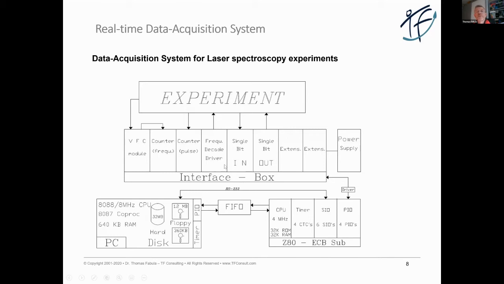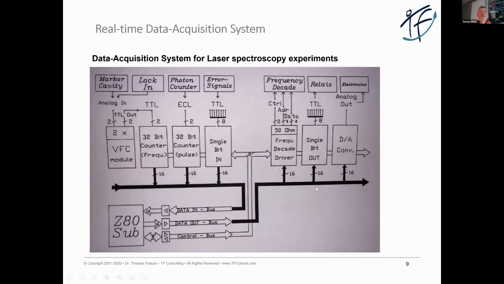and to have an interface box where we had some different counters and some voltage-to-frequency converters, and so on, and some I/O channels. So this was a very versatile interface box for several experiments. So here you can see it. We had some photon counters or some error signals, and we use this, I will go into more detail, to have a very cheap analog to digital converter.